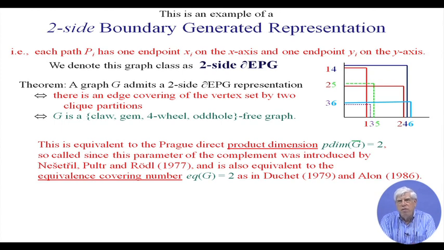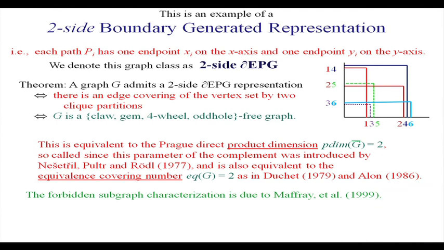Now, this notion of covering using clique partitions is equivalent to what is sometimes called the Prague dimension or the product dimension of a graph. In this case, P dimension of the complement of G is equal to 2. And they're so called because they were introduced by some Prague mathematicians. And it's also equivalent to another parameter that's well known called the equivalence covering number, EQ, which was introduced first by Pierre Duchet in France and then by Noga Alon in 1986 in Tel Aviv.